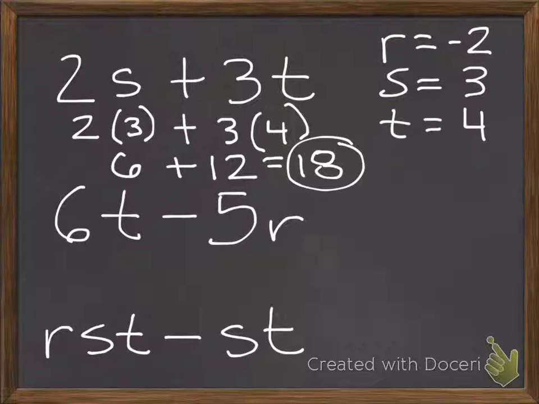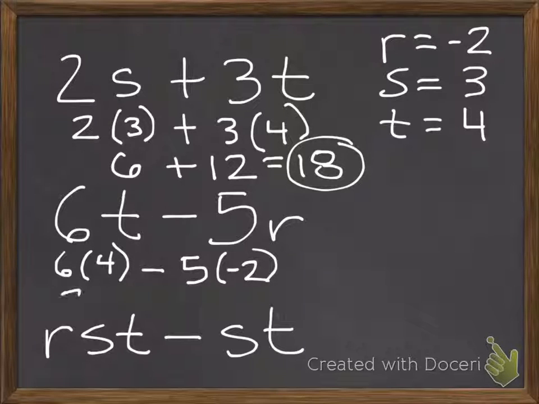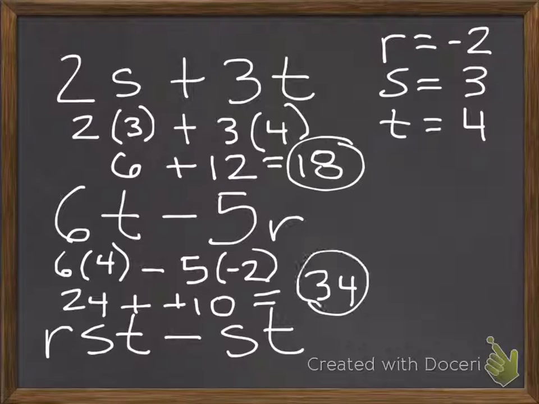Next one, 6t minus 5r, so t is 4, so 6 times 4 minus 5 times negative 2 for r, so that gives us 24 minus negative 10, and we need to save, change, change. That becomes 24 plus 10, or 34.